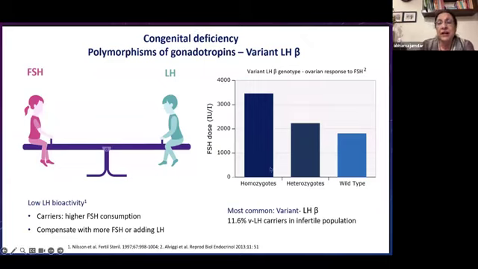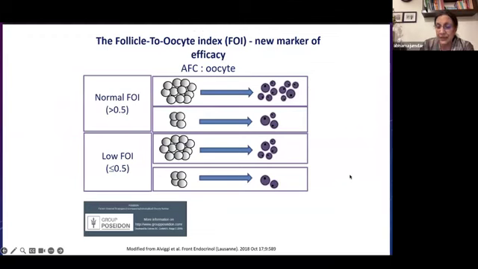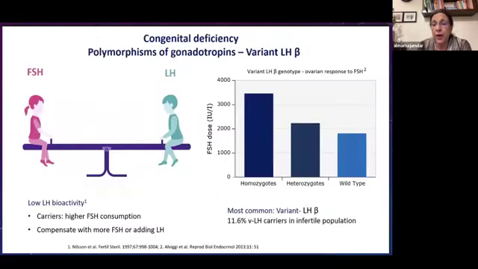Now, there is a variant LH beta, which is homozygotes, heterozygotes, and wild type. Wild is considered normal.